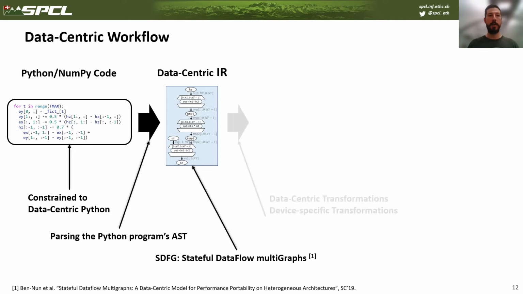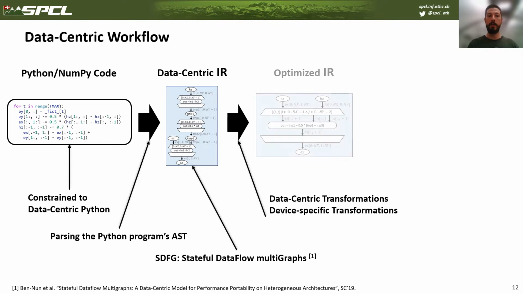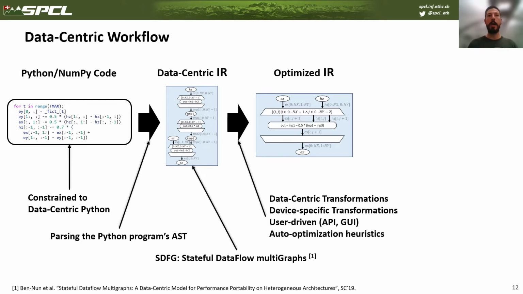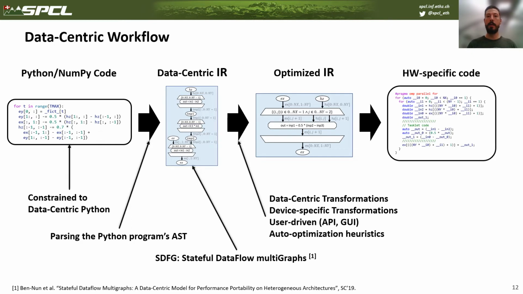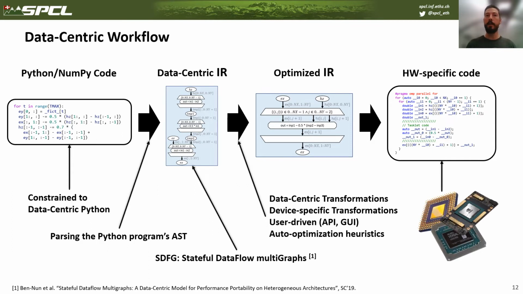Now, in this representation, we apply data-centric and device-specific transformations in order to optimize it. These transformations can be applied manually by the user utilizing a programmatic API, but also by using graphical tools. However, we also have auto-optimization heuristics that we will discuss shortly. In the last step, we generate device-specific optimized code utilizing backends that exist in Dace for different hardware architectures.